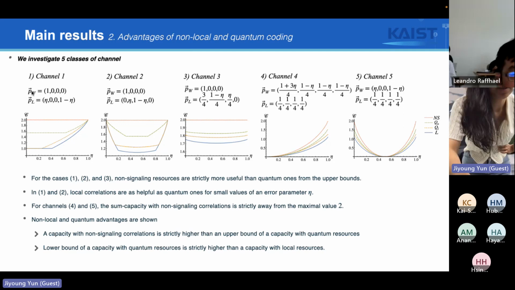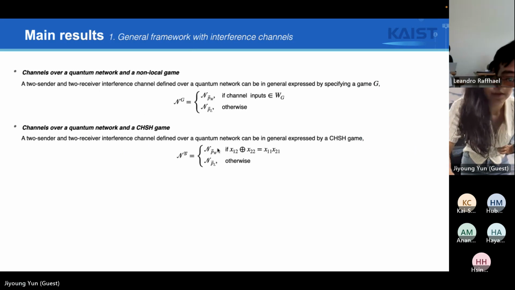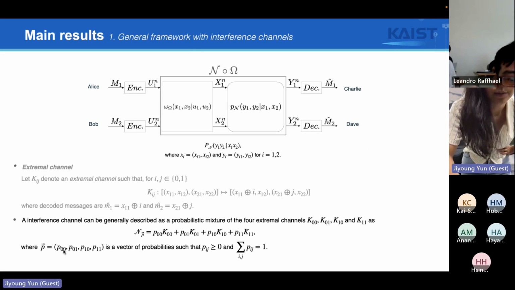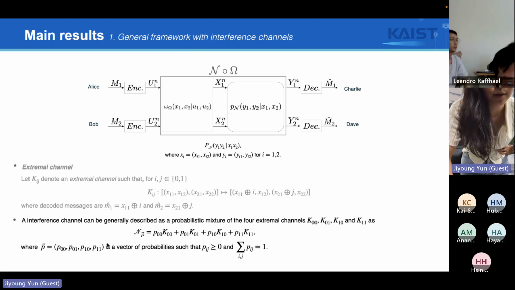Yes, PW and PL. PW means that if the input of the channel is in the winning strategy, then we can define the channel vector like this. P00 means there is a noiseless channel. P01 means the second bit will be split. P10 means the first bit, this X11 bit, will be split, and P11 means both X11 and X21 are split.